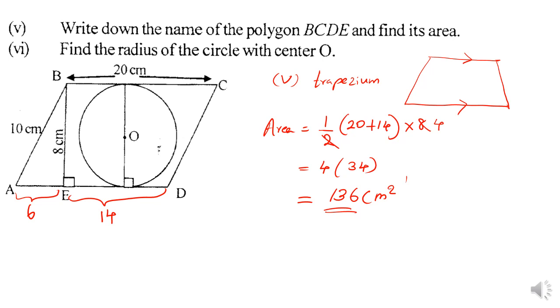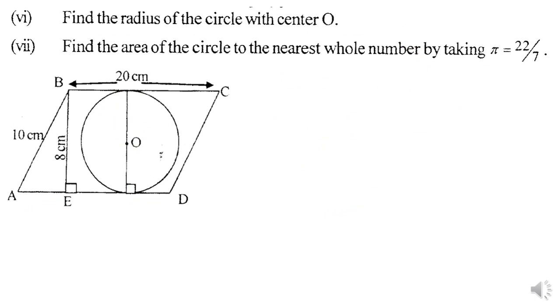Find the radius of the circle with center O. In this one, you see, this is the diameter, which is equal to 8 centimeters. So half of the diameter is the radius, therefore this should be 4 centimeters. So the radius is equal to 4 centimeters. This is the answer for part 6. Actually we have done that, and we'll go to part 7.